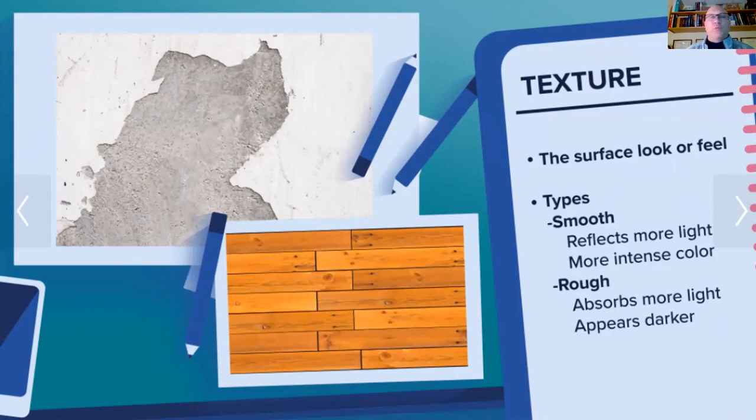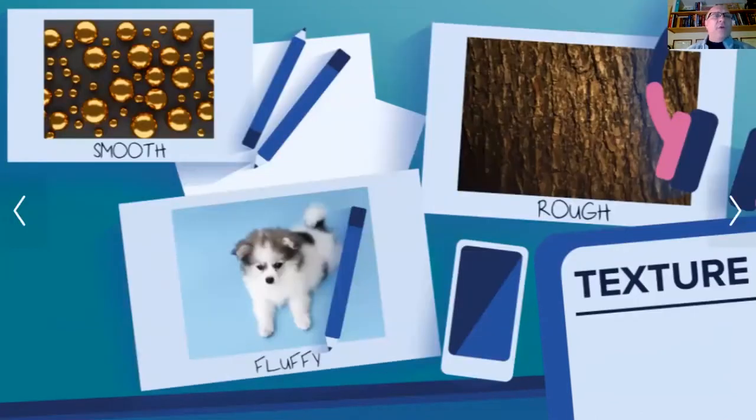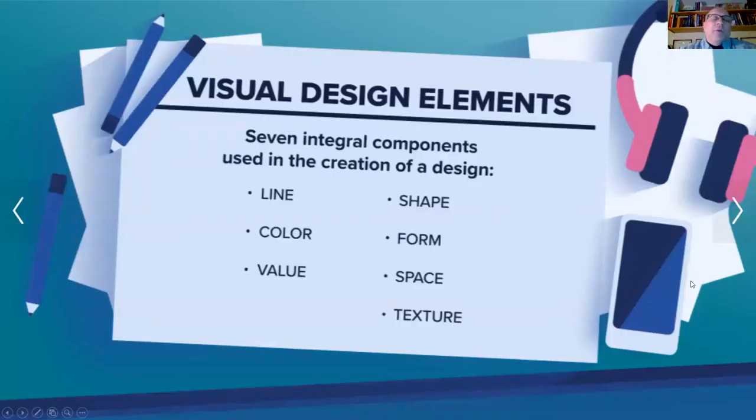Texture, smooth, rough. We can see from the top picture, the white is really smooth looking, and then we have that rough interior of the concrete. And same thing down below, we have those light brown colors, and it's saying, hey, this is kind of smooth looking. Smooth will reflect the light, the rough will absorb the light. And here's a couple more examples of smooth and rough. And of course, they throw in fluffy for us. Those were our 7 elements.